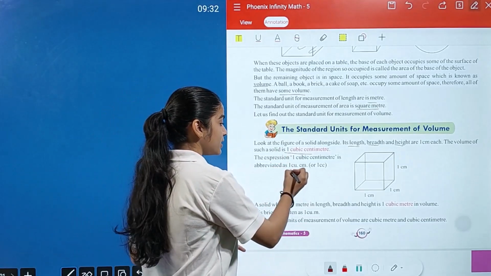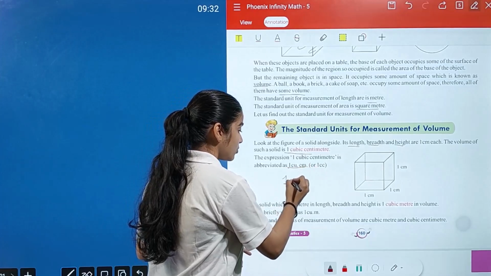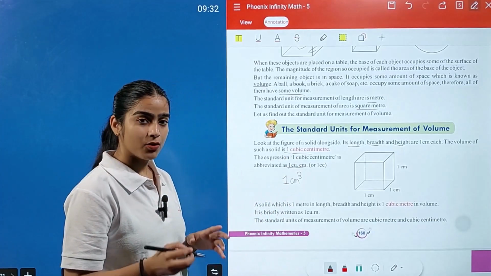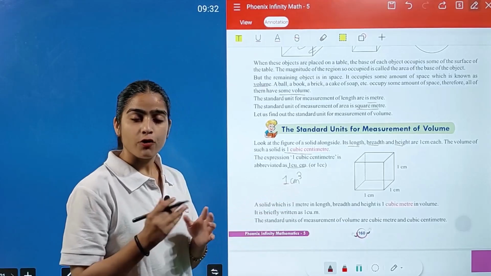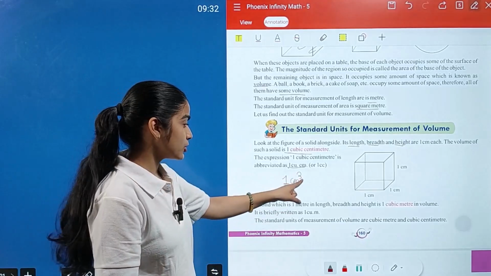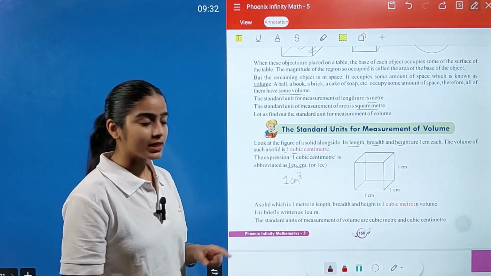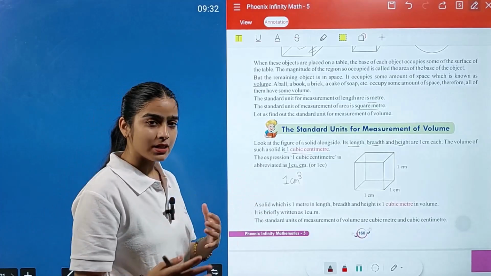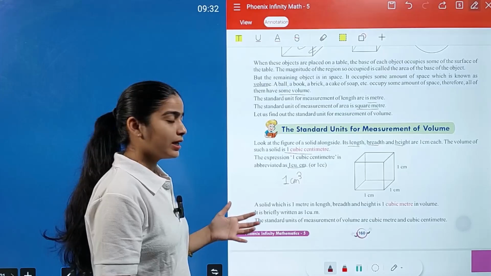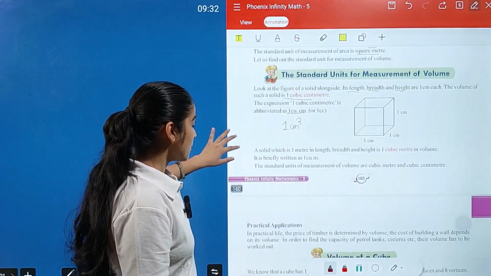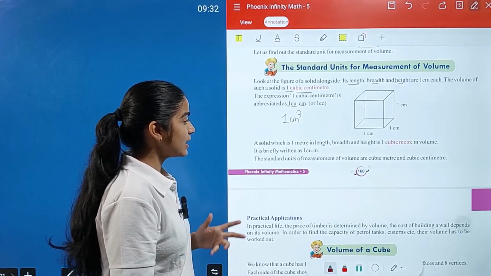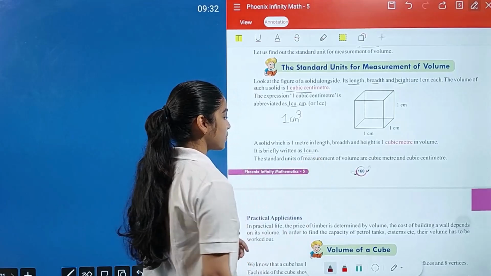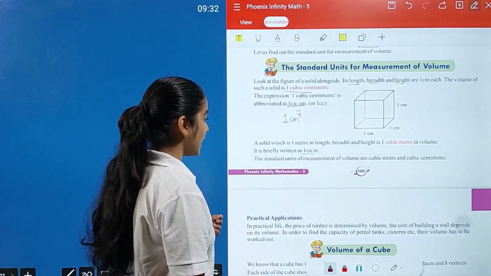You can represent it as 1 cm cubed. It is very easy to understand: if you multiply centimeter 2 times, then you put a 2 here, and if you multiply centimeter 3 times, then you put a 3 here. In higher classes, you are going to learn in more detail about the 2 and 3 we are using here. A solid which is 1 meter in length, breadth and height is 1 cubic meter in volume. It is briefly written as 1 m cubed. The standard units of measurement of volume are cubic meter and cubic centimeter.